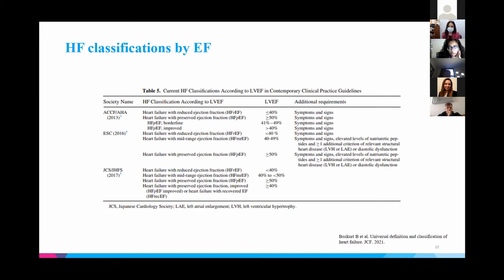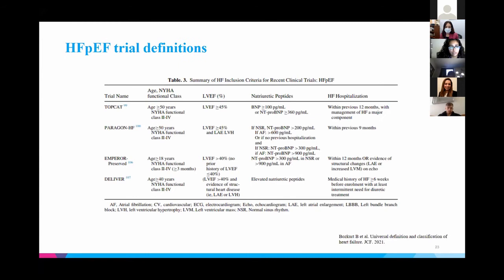There's the term heart failure with reduced ejection fraction, which is usually less than or equal to 40%. Then there's preserved ejection fraction, usually greater than or equal to 50. Then there's the thought of borderline, which was changed to mid-range ejection fraction in the European guidelines. And then there's heart failure with improved ejection fraction, which is essentially someone who had heart failure with reduced ejection fraction and improved with medical therapy. So these are all the definitions that existed previously, classified by ejection fraction.